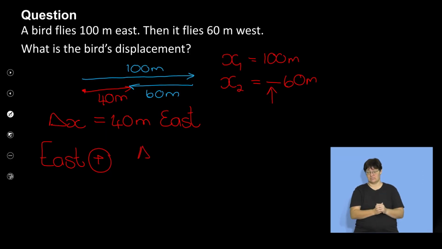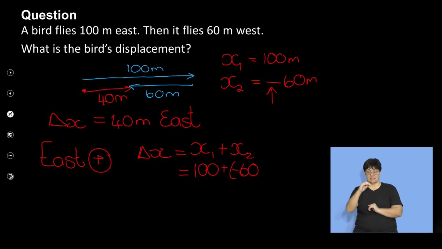To calculate my change in x, I need to take my first distance and I need to add it to my second one. So I have 100 plus minus 60. Now, if you need to use your calculators, use your calculators. I can do 100 minus 60.